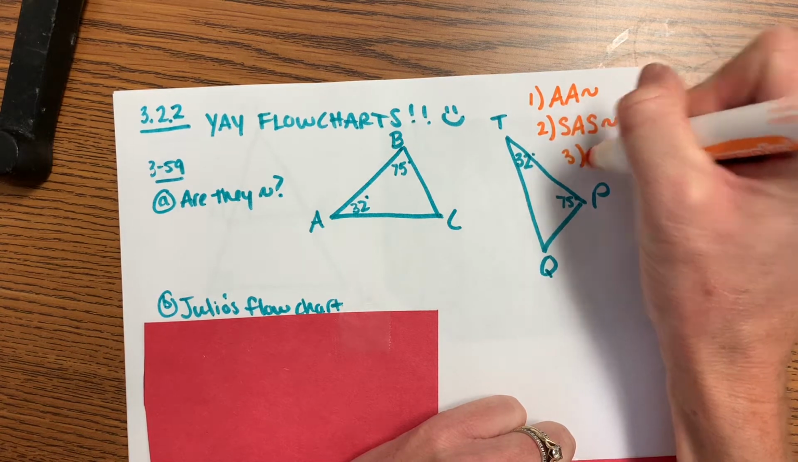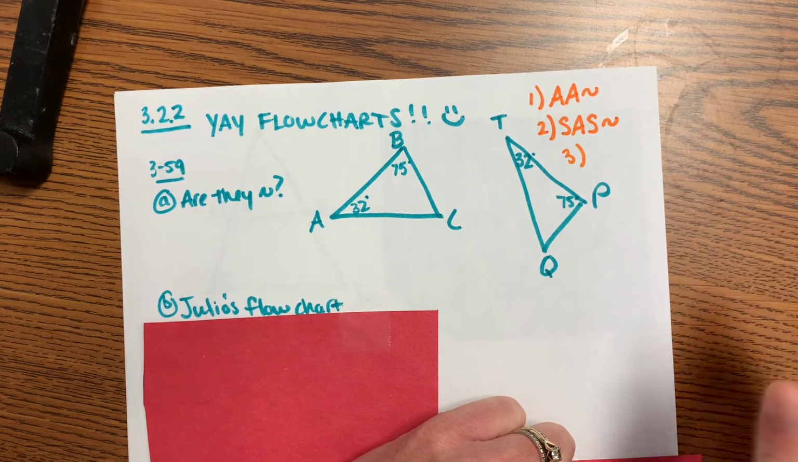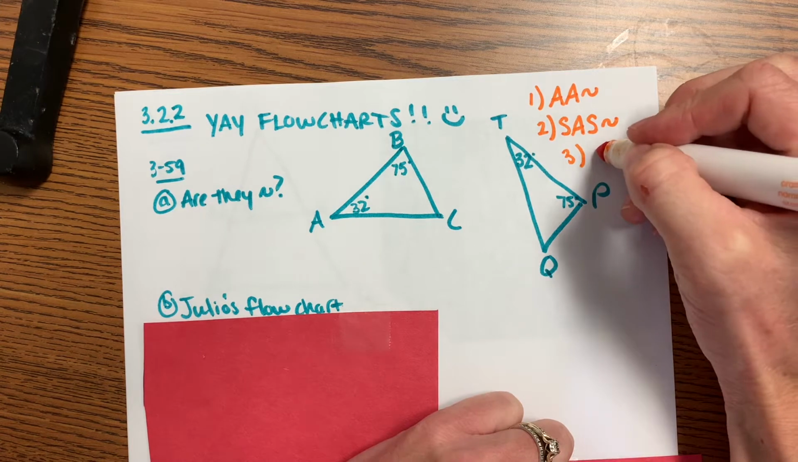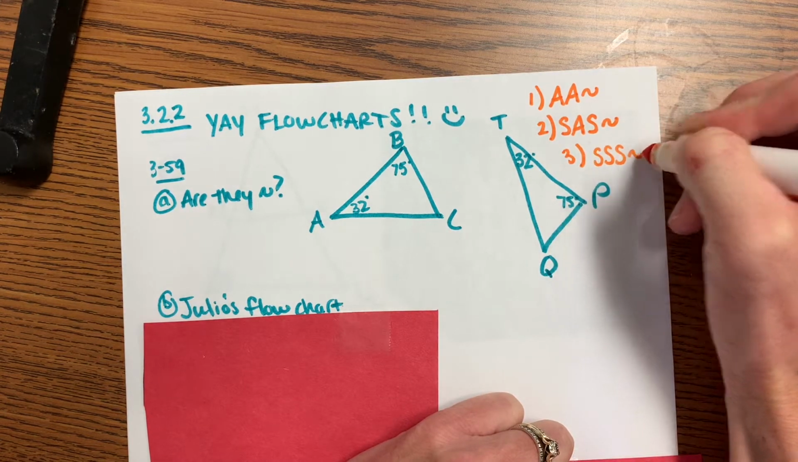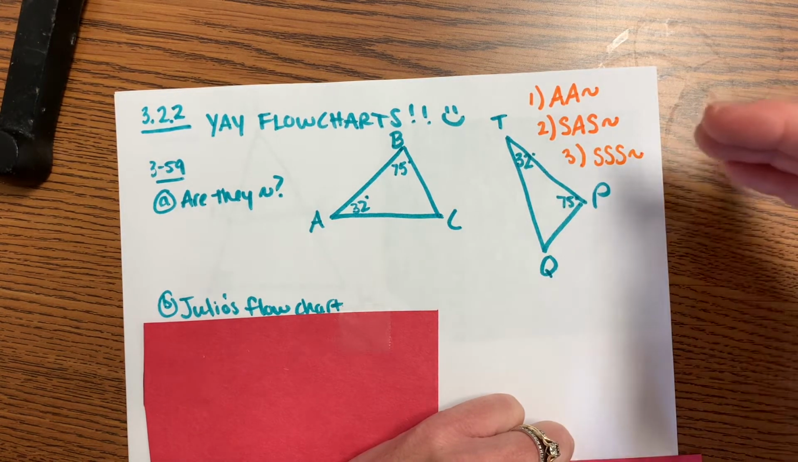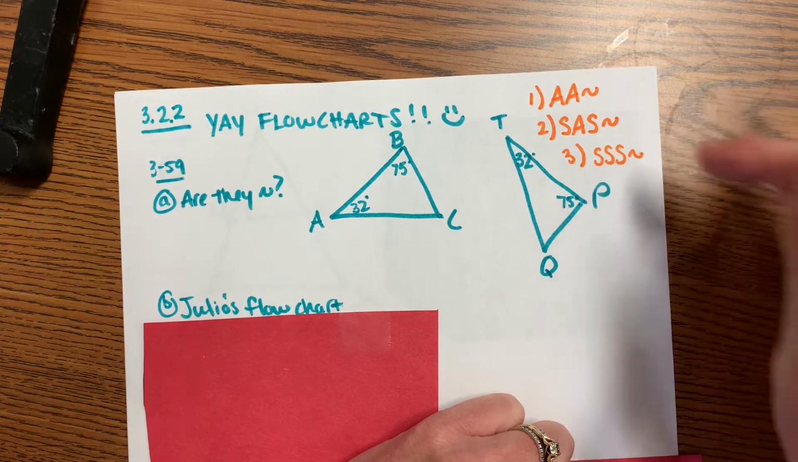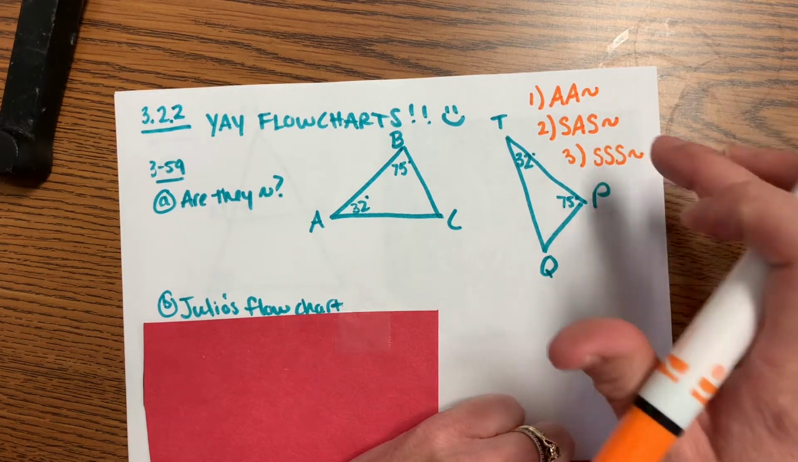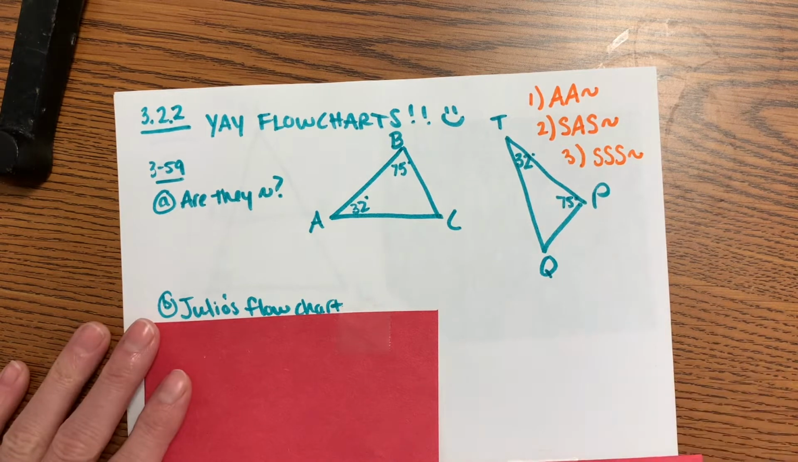And the third one is the definition of dilation, which is what causes similar shapes. And that is called SSS, because when we dilate, we literally use a scale factor and we do it to all 3 sides. So all 3 sides have to have the same zoom factor or scale factor or ratio.